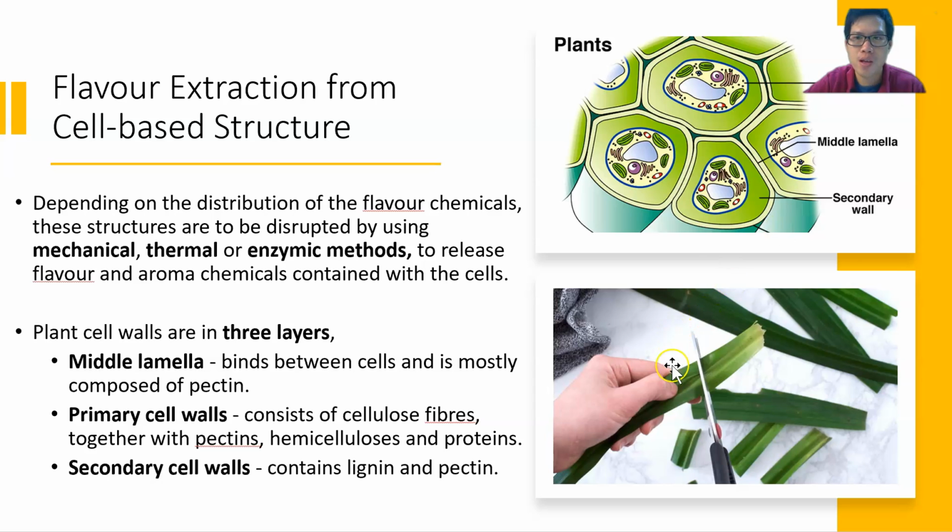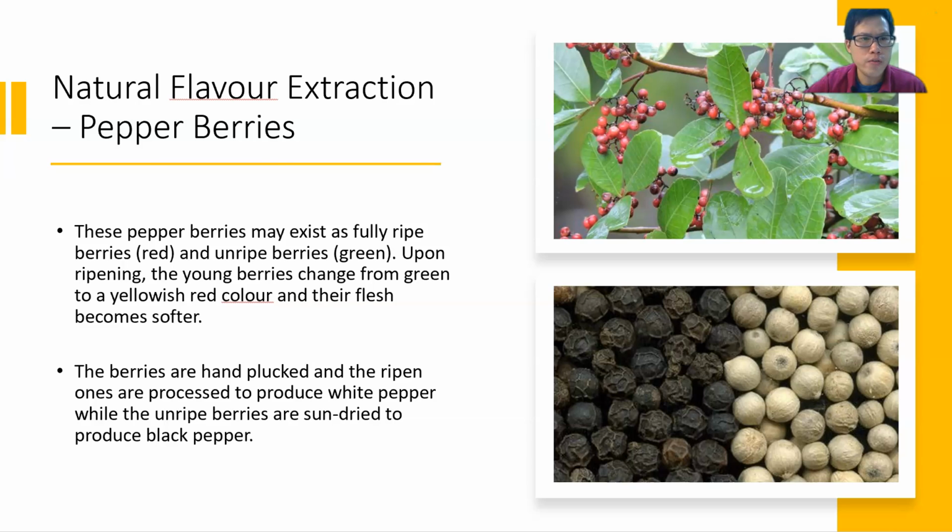One of the examples is pandan leaves. Pandan leaf is made of cell structures. Usually if you boil it, it can release the flavor, and a lot of the molecules are released. If you are looking at something else like pepper berries, the peppercorns, it's a very different structure compared to the cell wall. I'm going to discuss it later in the next slide.